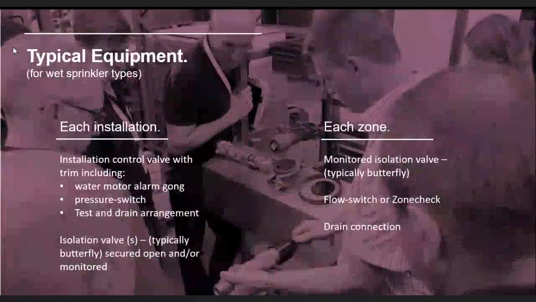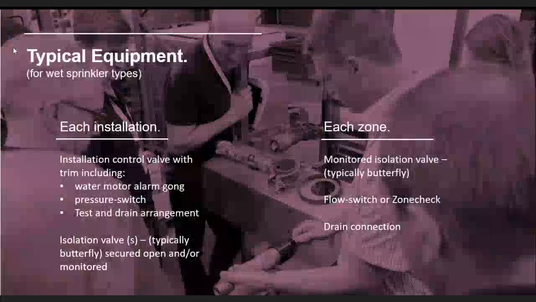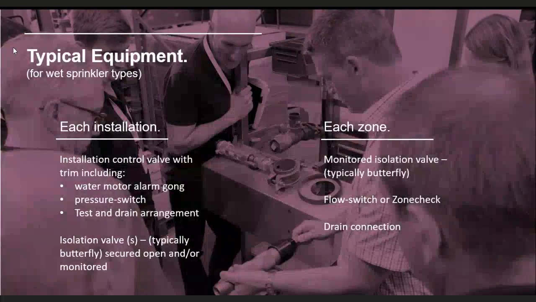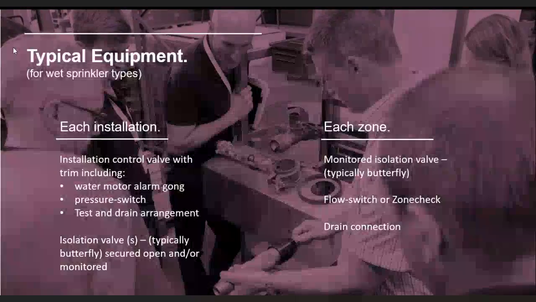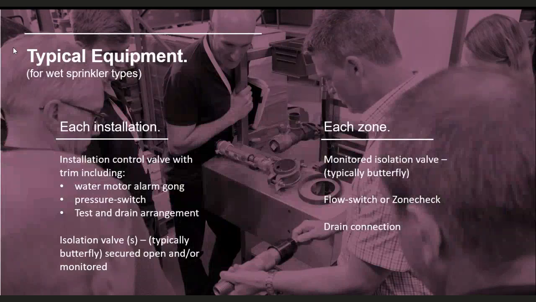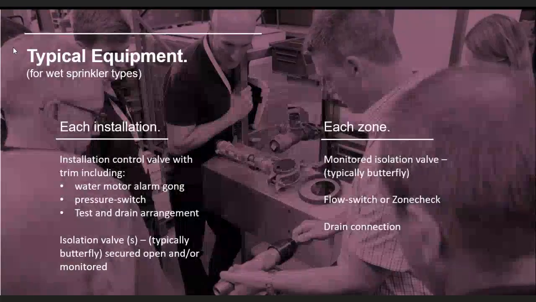So typical equipment, this is for wet sprinkler types. Each installation has an installation control valve, also called an alarm valve. Two terms that mean the same thing. The installation control valve will come with a load of trim, and that trim will include a water motor alarm gong, typically a pressure switch, a test and drain arrangement, and also some isolation valve or valves, depending on what is required.